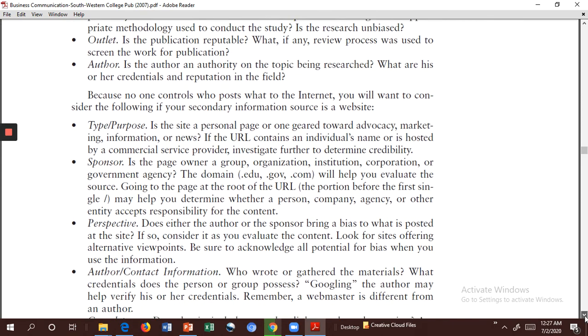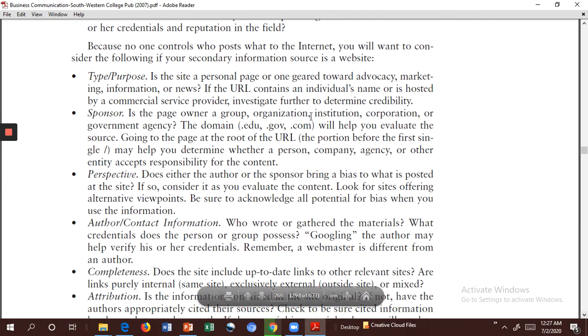This is also important, especially the type and the purpose. Is the site a personal page or one geared toward advocacy, marketing, information, or news? Of course, if it's a personal page, then it would not be that authentic. Once again, you need to look at who the person is, whether the person has expertise in the area or not. Then sponsor: the page owner or group, organization, institution, corporation, government agency.